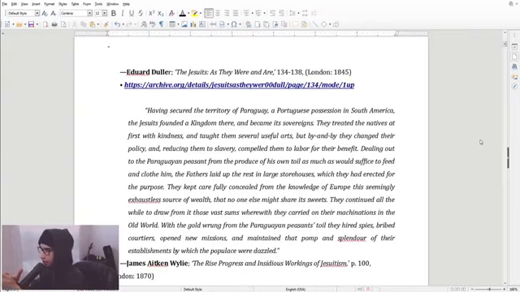They kept carefully concealed from the knowledge of Europe this seemingly exhaustless source of wealth, that no one else might share its sweets. They continued all the while to draw from it those vast sums they carried out on their machinations in the old world. With the gold wrung from the Paraguayan peasants' toil, they hired spies, bribed courtiers, so lobbyists, right? The CIA, and then we got the lobbyists, opened new missions, alphabet agencies, and maintained the pomp and splendor of their establishments by which the populace was dazzled.